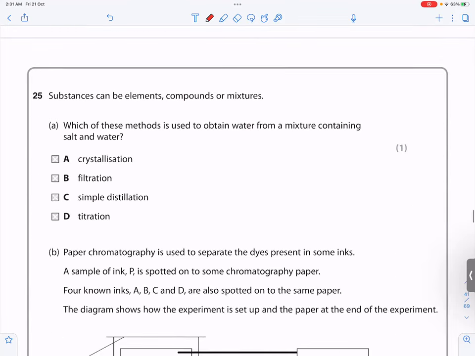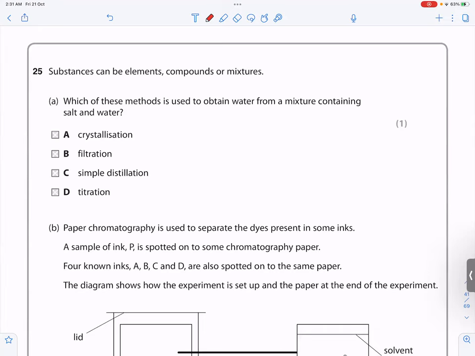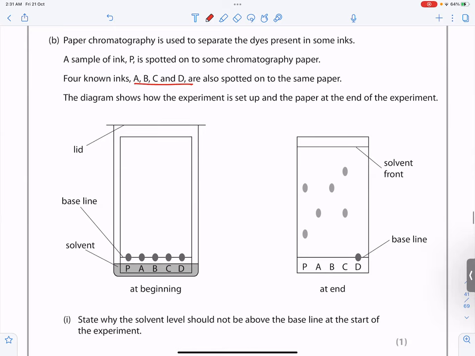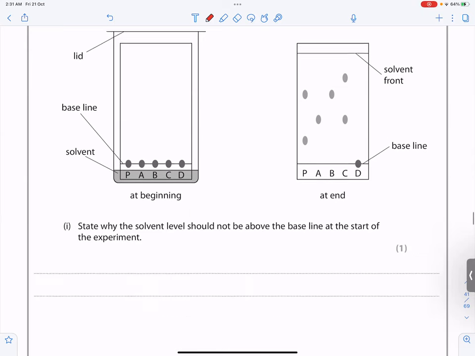Question 25, substances can be elements, compounds, or mixtures. Question A, which of these methods is used to obtain water from a mixture containing salt and water? Salt and water, done with simple distillation. Paper chromatography is used to separate dyes present in some inks. A sample of ink P is spotted onto some chromatography paper. Four known inks A, B, C, D are also spotted on the same paper. The diagram shows how the experiment is set up and the paper at the end of the experiment.